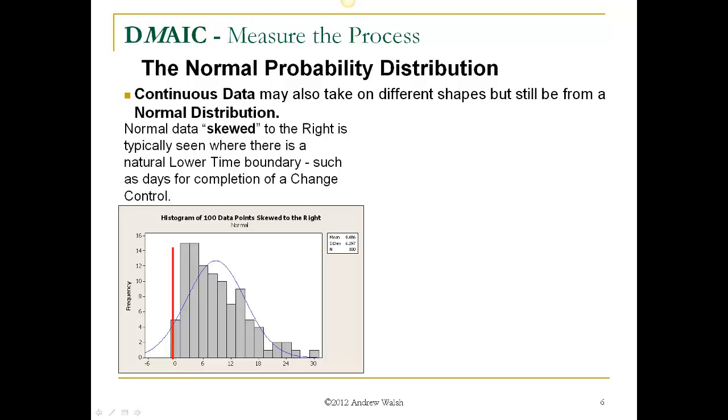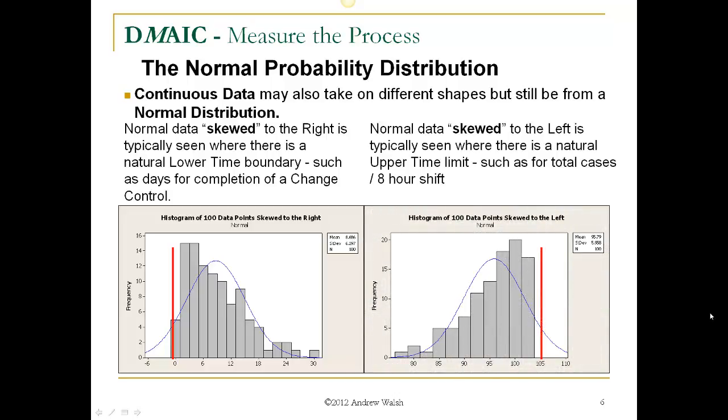It can't be done in less than 1 day or less than 2 days, so there's no way the data can go down there. But it can very easily skew off to the right and go up to 30 days, 60 days, 100 days. So who knows how long it could take. But on average, they'll be clustered down around 5 to 6 days. You'll just never get any data that's going past the 0 point. So the data will look skewed to the right.